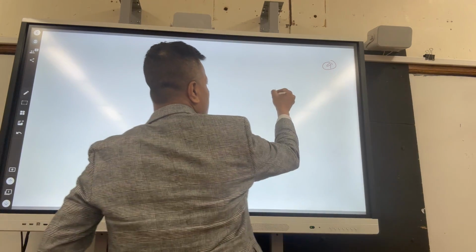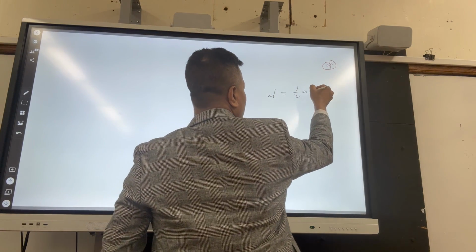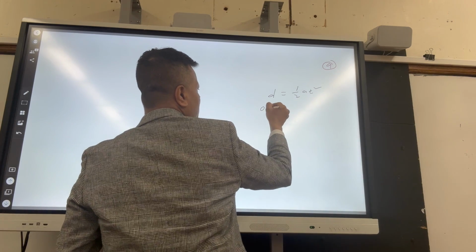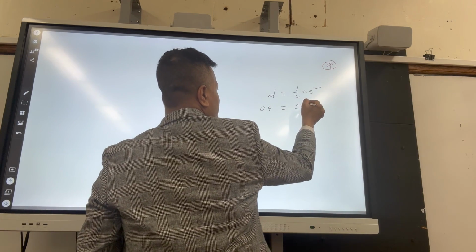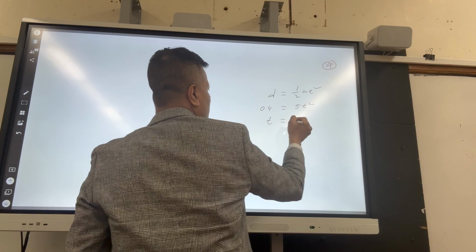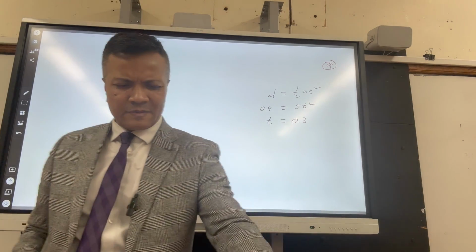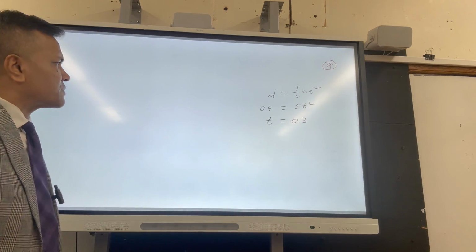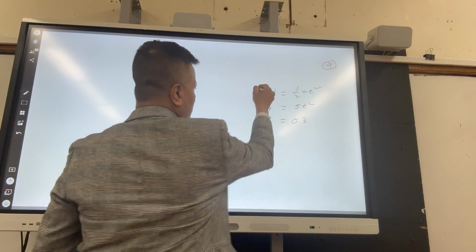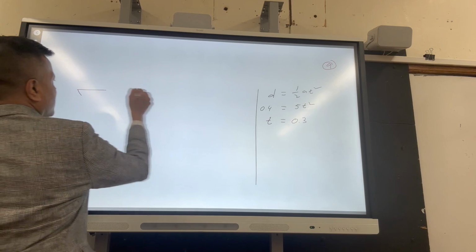time. d is equal to half a t squared. 40 centimeter is 0.4 meter, equals half times 9.8 times t squared. So t is equal to, I don't know, 0.3. Let's take the calculator. Yeah, 0.3. Okay, so with that you should be able to find everything.